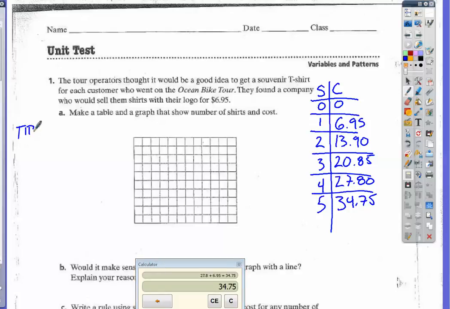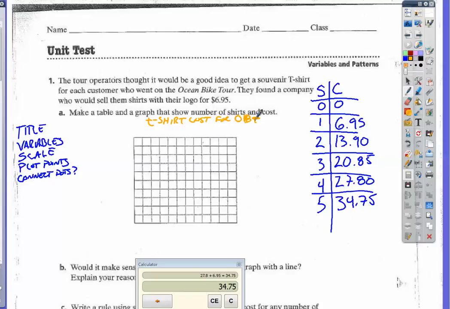So then when we get to making our graph, the things that we need in a graph, we need a title, variables, scale, and then once you have those things, then you can plot the points. And then we need to decide if we need to connect dots or not. So let's go ahead and make a title. I'm going to say that this is called the T-shirt cost for ocean bike tours.